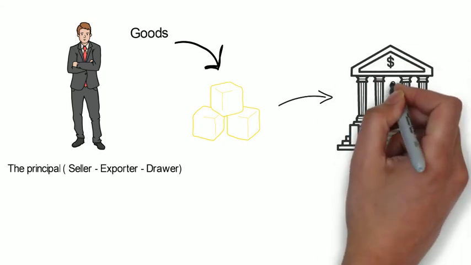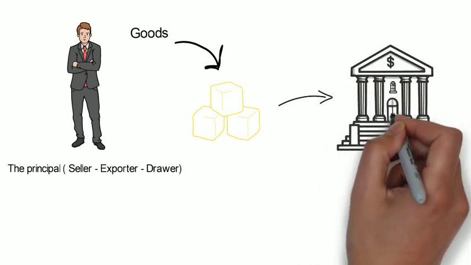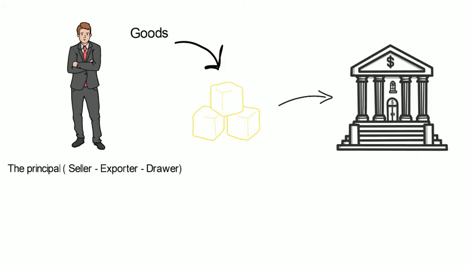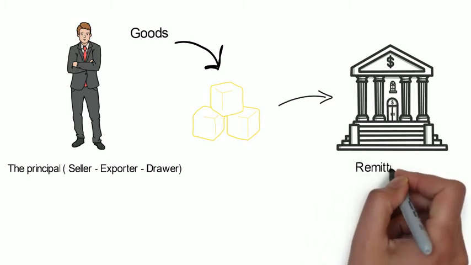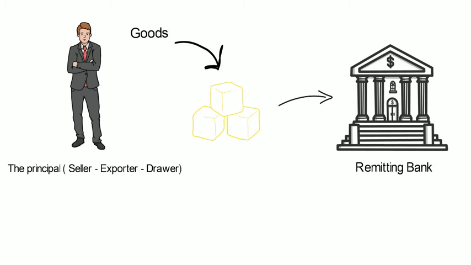3.3. Collecting bank and presenting bank. The collecting bank is the agent of the remitting bank in the buyer's country. Its main role is to forward the documents and collection instructions to the buyer's bank.